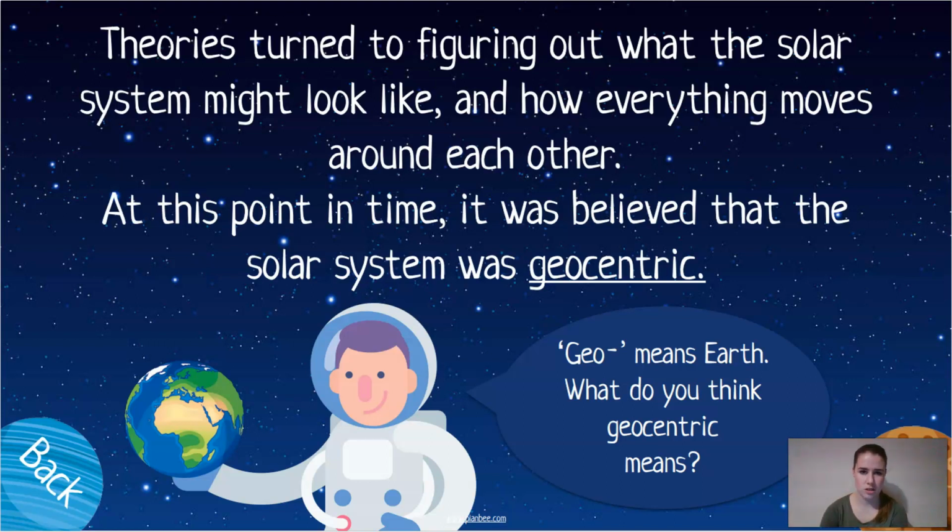So, to start off with, it was considered that our solar system was geocentric. Now, have a think where you might have learnt the word geo from. I mean, we have geography lessons, and that's the study of the Earth. So, geo means Earth. So what do you then think that geocentric means? Think about the word centric and centre. Earth centre, geocentric. What do you think that means in relation to our solar system?